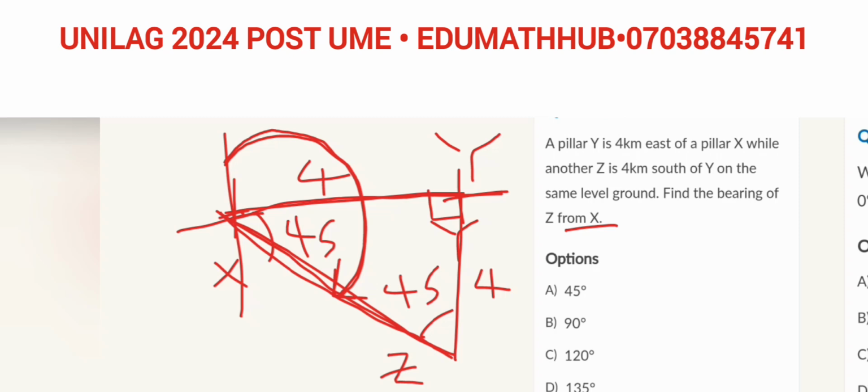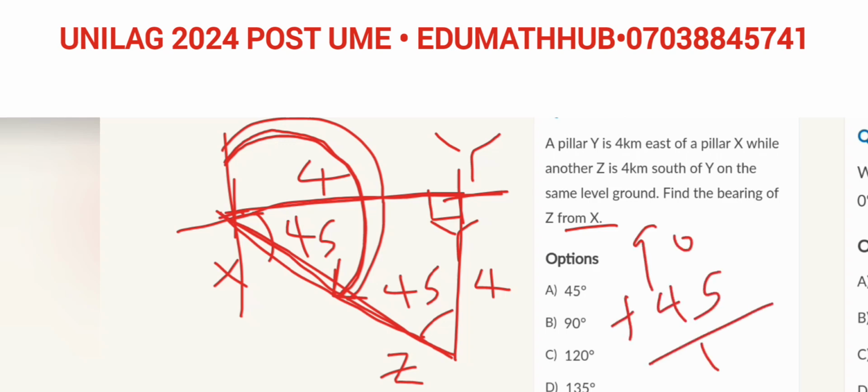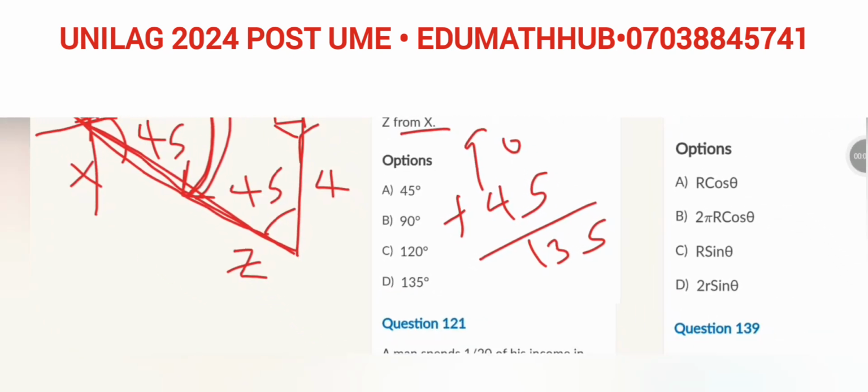So for you to move like this, this is 90. Okay? This is 90, then plus 45. So 90 plus 45 will give you 135. So that is the required bearing. So the answer is D.